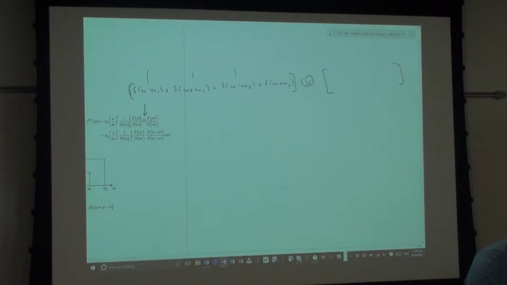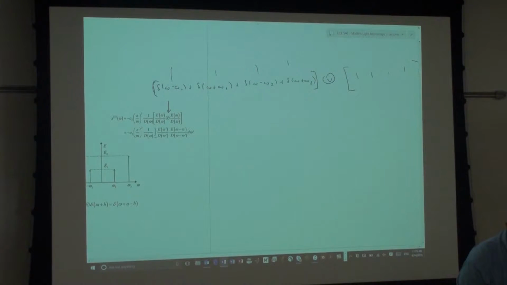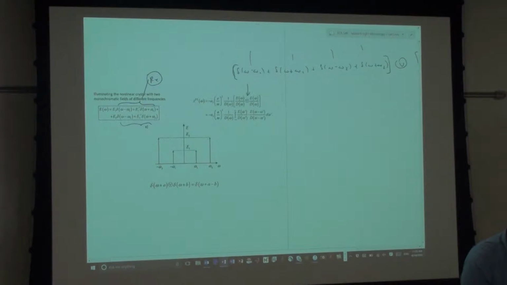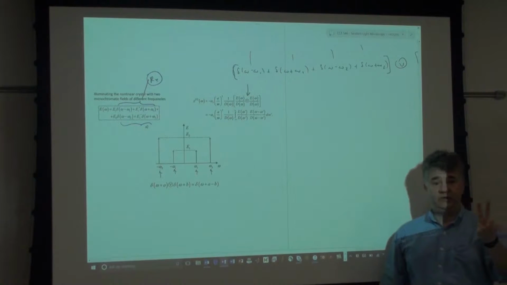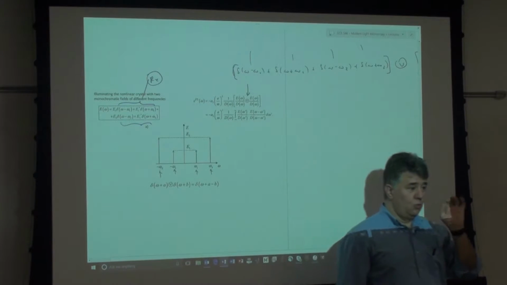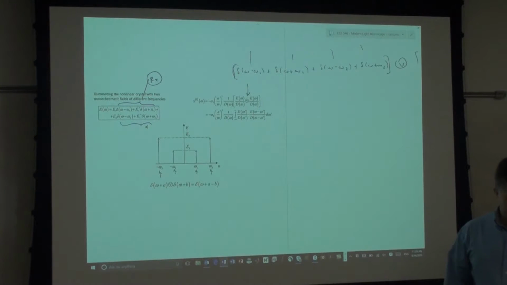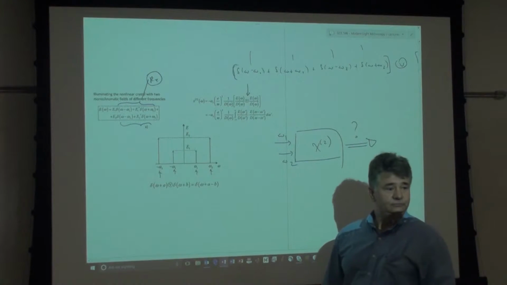So I have 4 terms convolve with the 4 terms. What do you think we're getting? So I have these 4 terms. So different frequencies may have different strengths. Yeah? This is my input. 2 monochromatic fields. What's going to be the output? So I have this crystal that's a chi2 nonlinearity. I put omega 1 in, I put omega 2 in. What am I getting out? This is what we're talking about. Huh?